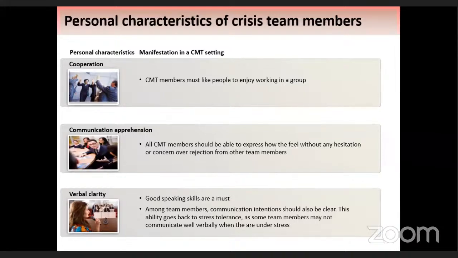Then verbal clarity. Good speaking skills is a must. Among team members, communication intentions should also be clear. This ability goes back to stress tolerance, as some members may not communicate well verbally when under stress.